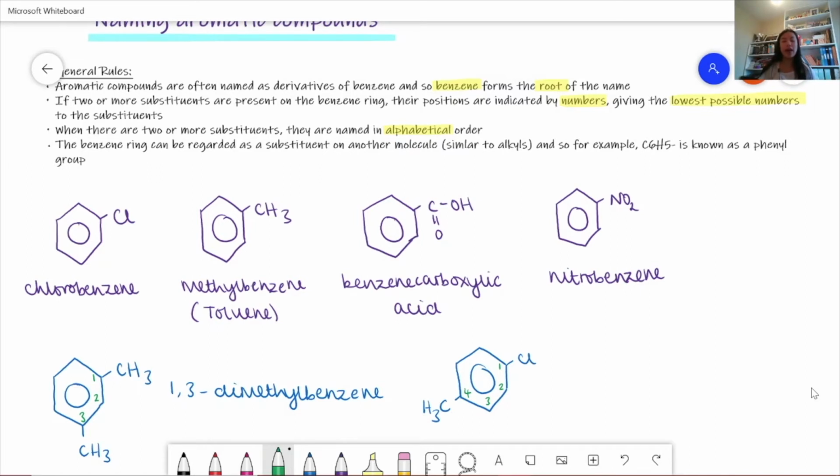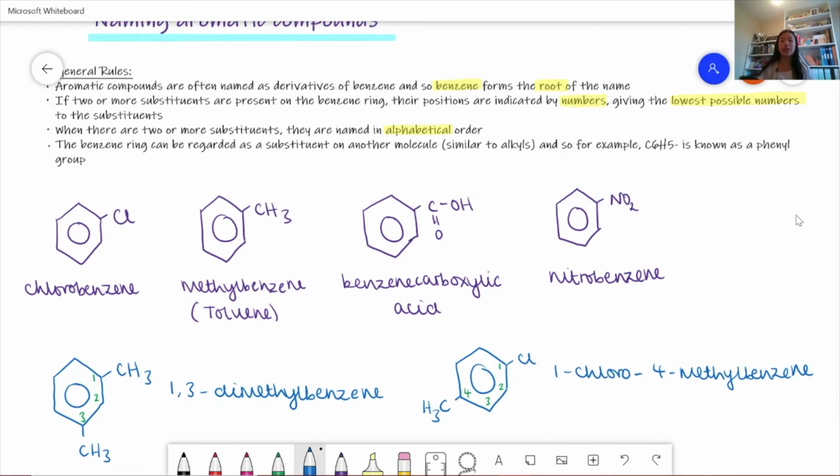And so this would be 1-chloro-4-methylbenzene. But in some textbooks, they might call this 4-chloromethylbenzene because they just assume that one will be either the chloro or the methyl. And so you only need the number for the other substituent group.